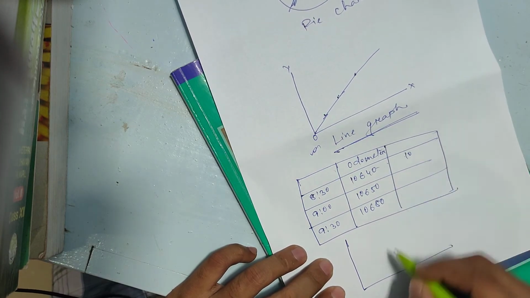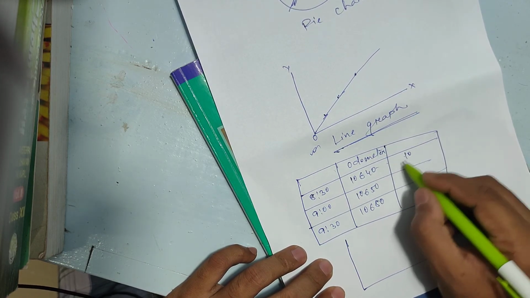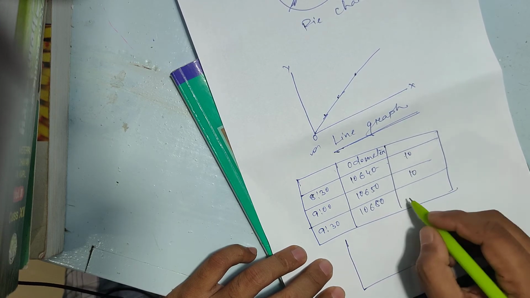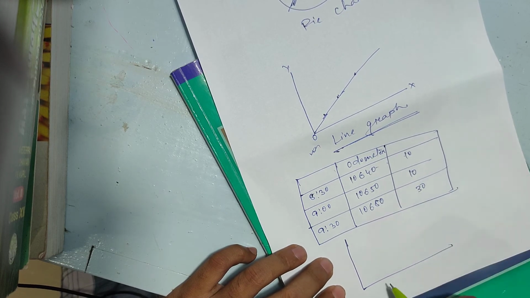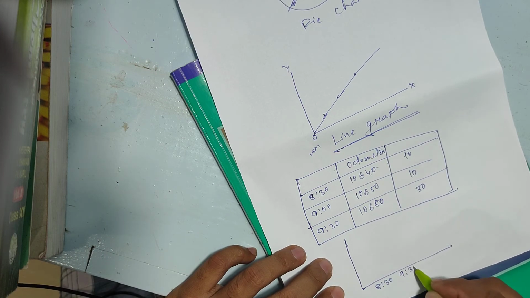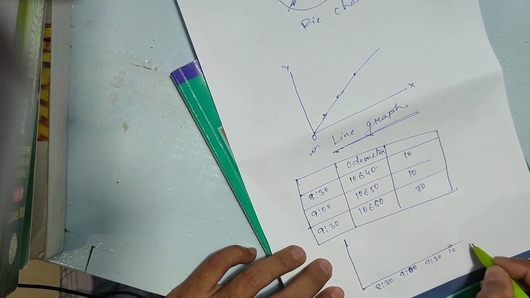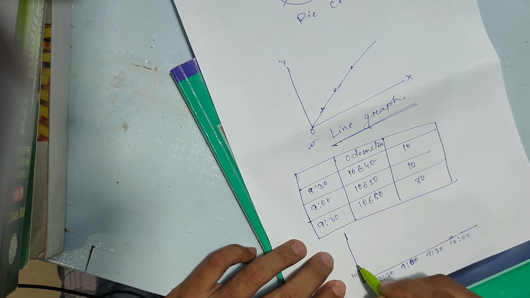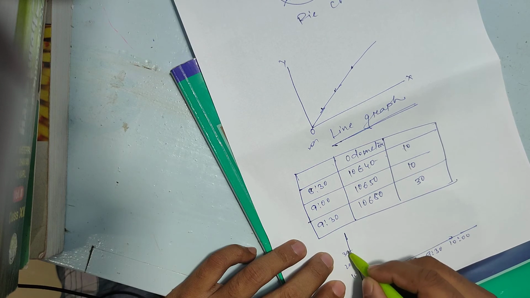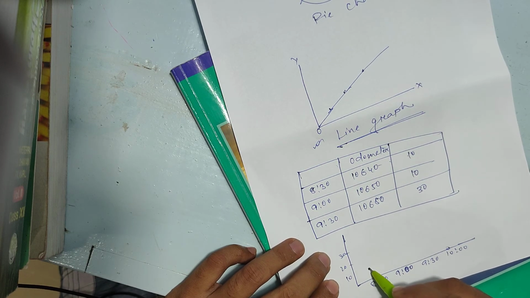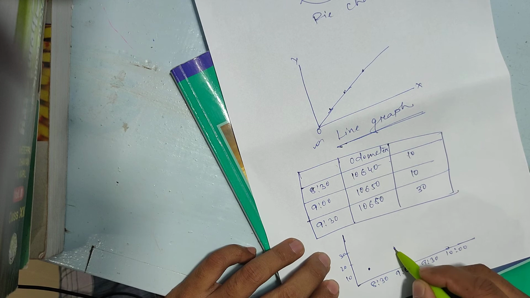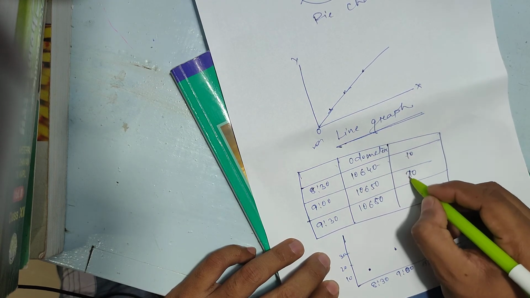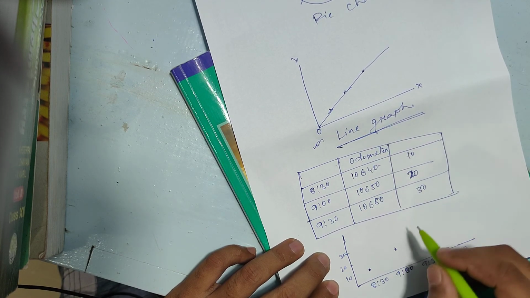So it is 10 kilometers, then 10, and then 30 kilometers. At 8:30 she gave the number, then 9, then 9:30, then 10, like that it is given in the book. So it is 10, 20, 30, like this. At 8:30 it covered 10 kilometers. At 9 it covered 20 kilometers, that is 10 plus 10 already covered, then 30, like this.